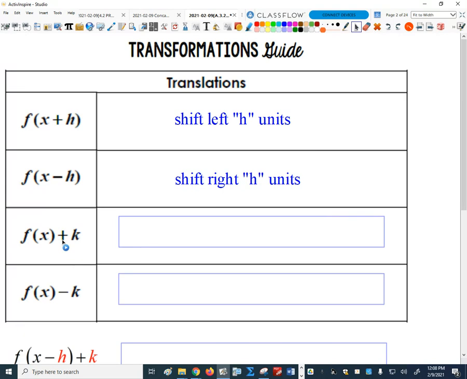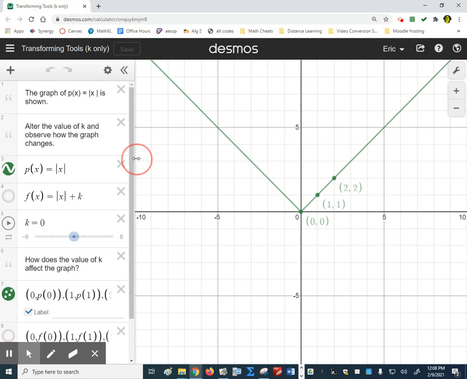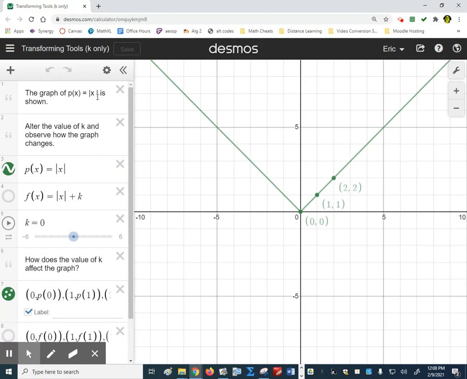Okay, what do you think happens here? What do you think happens if I add or subtract a number outside of the function? Let's take a look at that. So here's our parent graph again. P of x equals the absolute value of x. And now we're going to add the number k outside of the function. So what if we add 4 to the function there, outside? What do you think that's going to do?